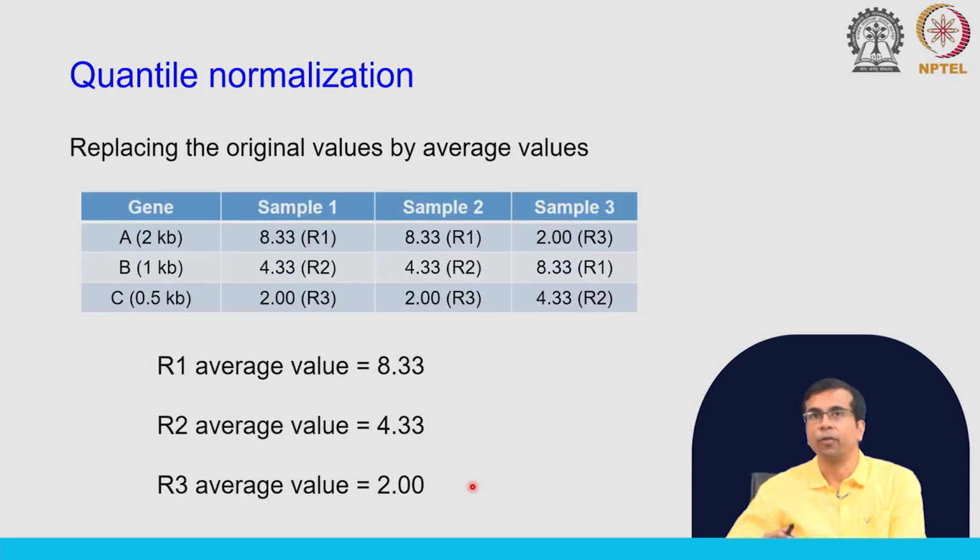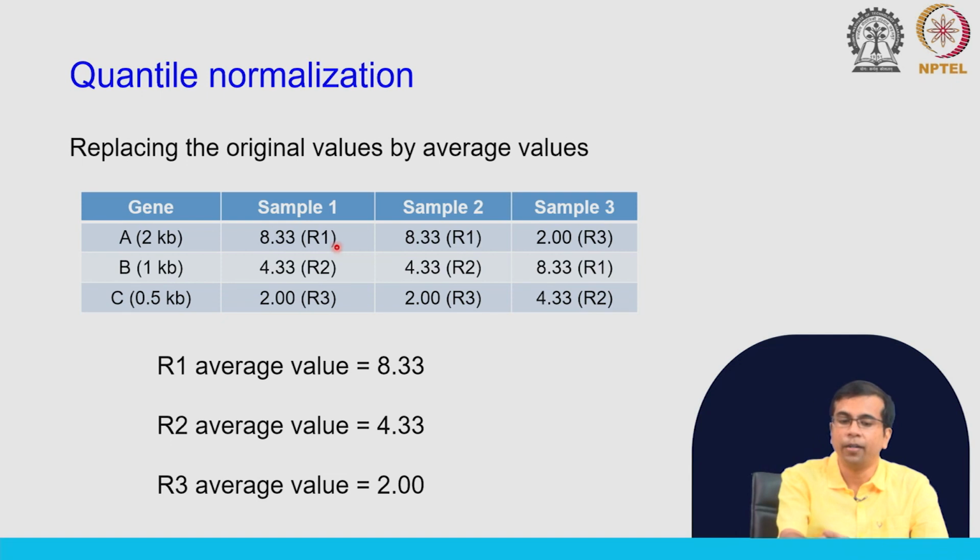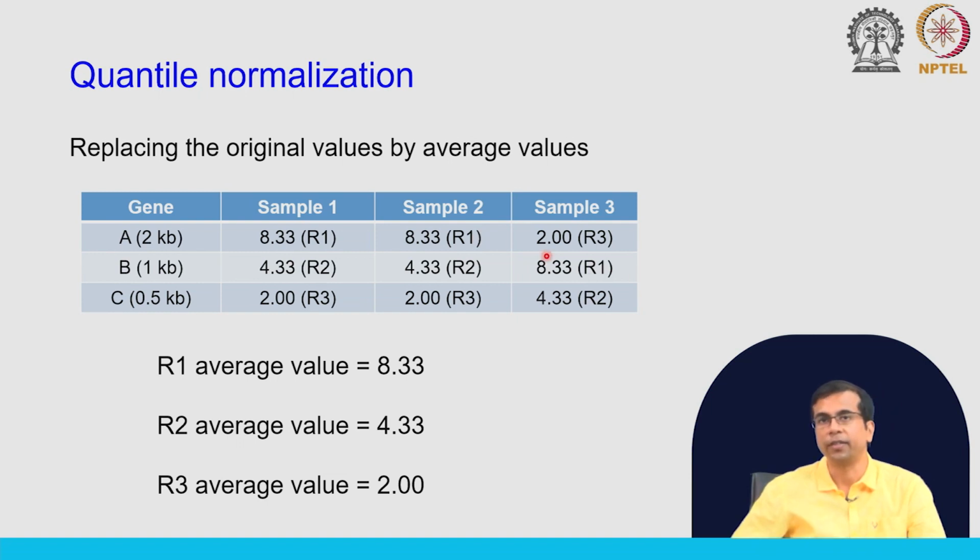Okay. So, again if we go back, right. So, this was rank 1 and we are replacing the earlier value with this 8.33. This is the average value for rank 1. Okay. And similarly, here we have also replaced this with 8.33 because this is rank 1. Similarly, here we have replaced this with rank 1 again 8.33, right.